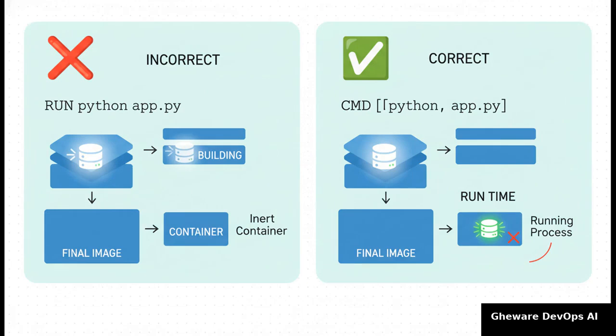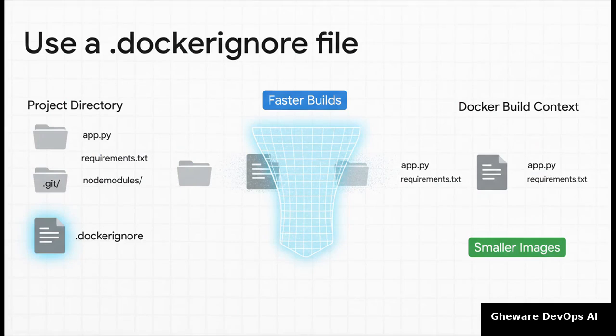And here is another classic mistake. If you use RUN to start your app, it will literally start and then stop during the build process, and your final container will just do nothing. I'll say it again. RUN happens when you build the image. CMD happens when you start the container. It's a big difference.